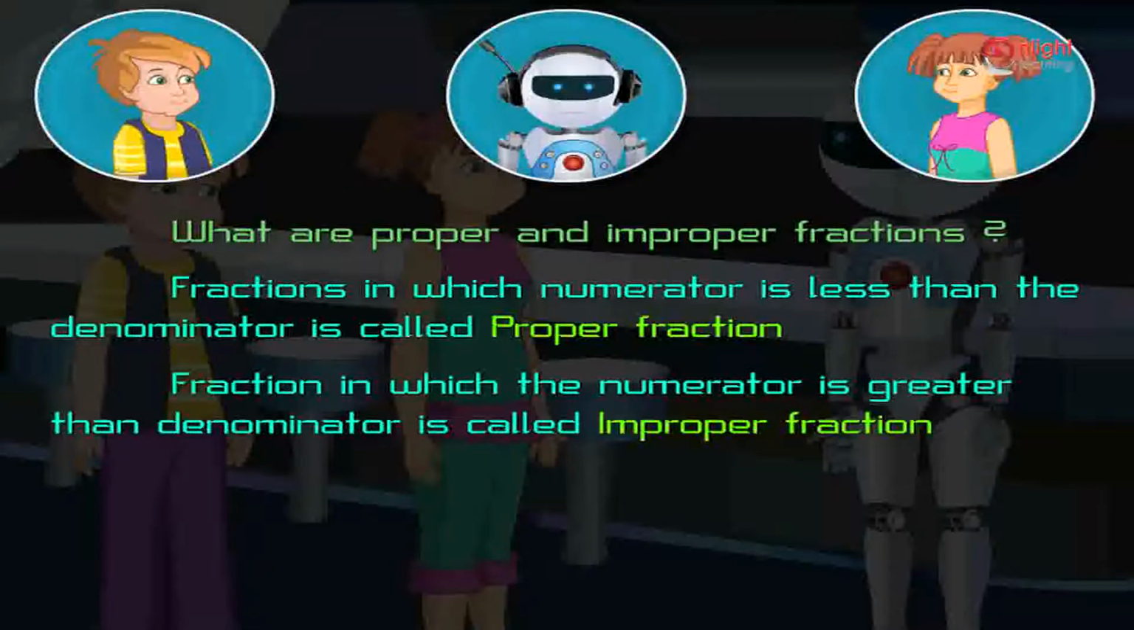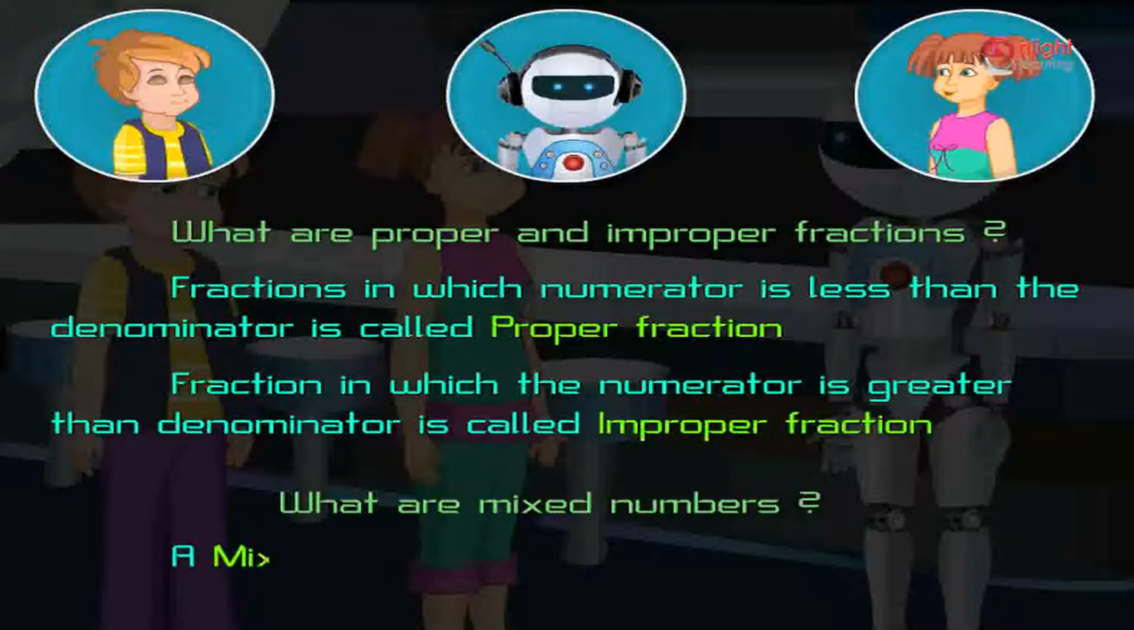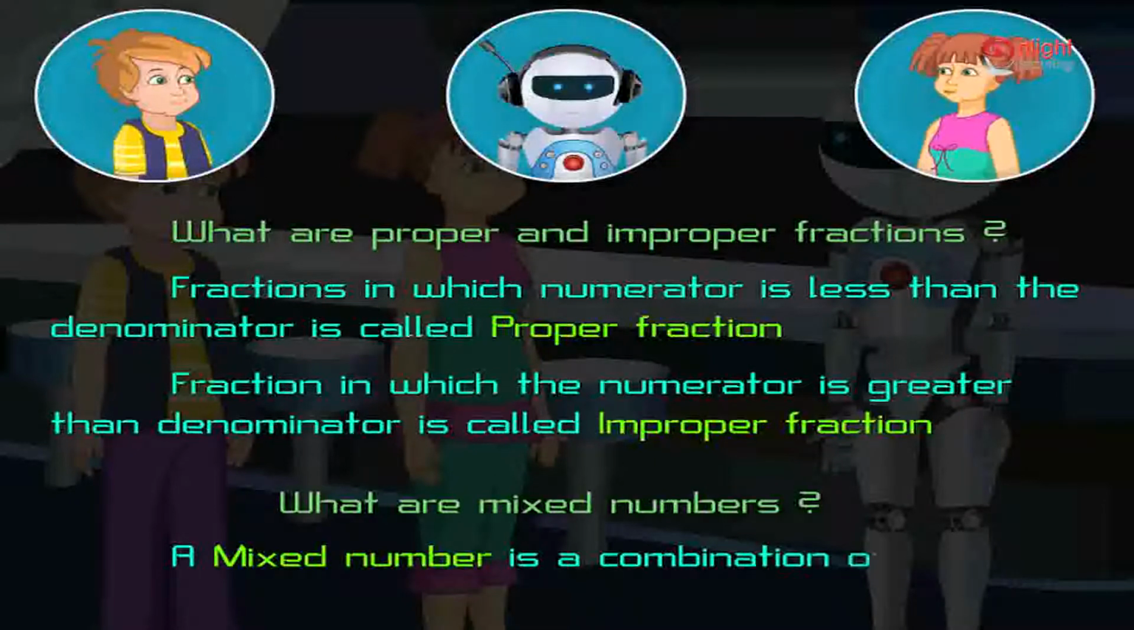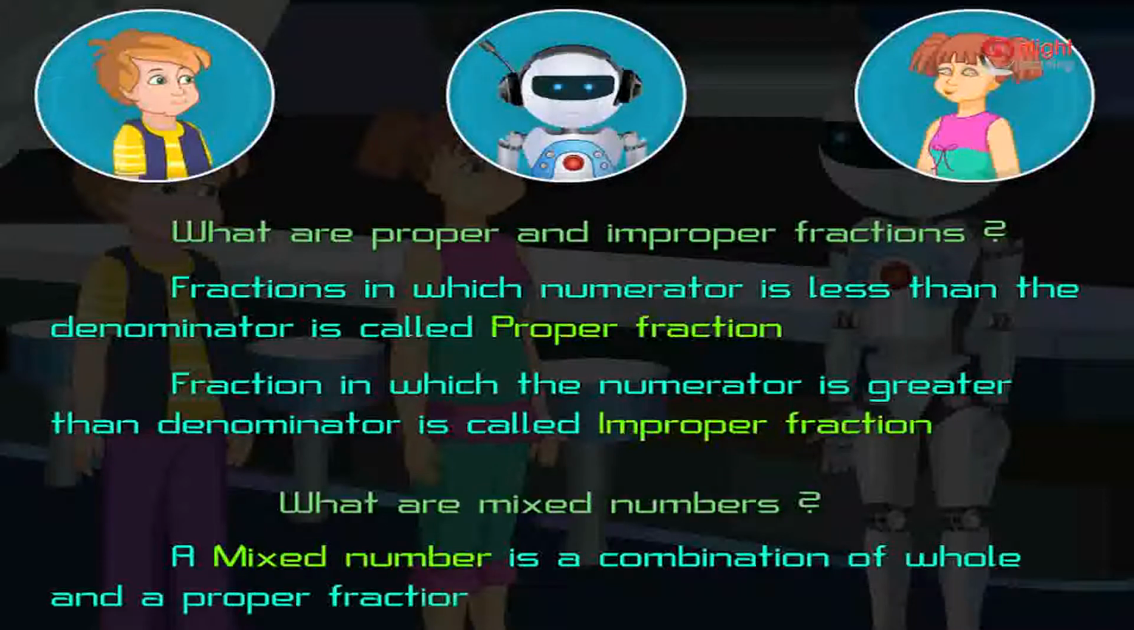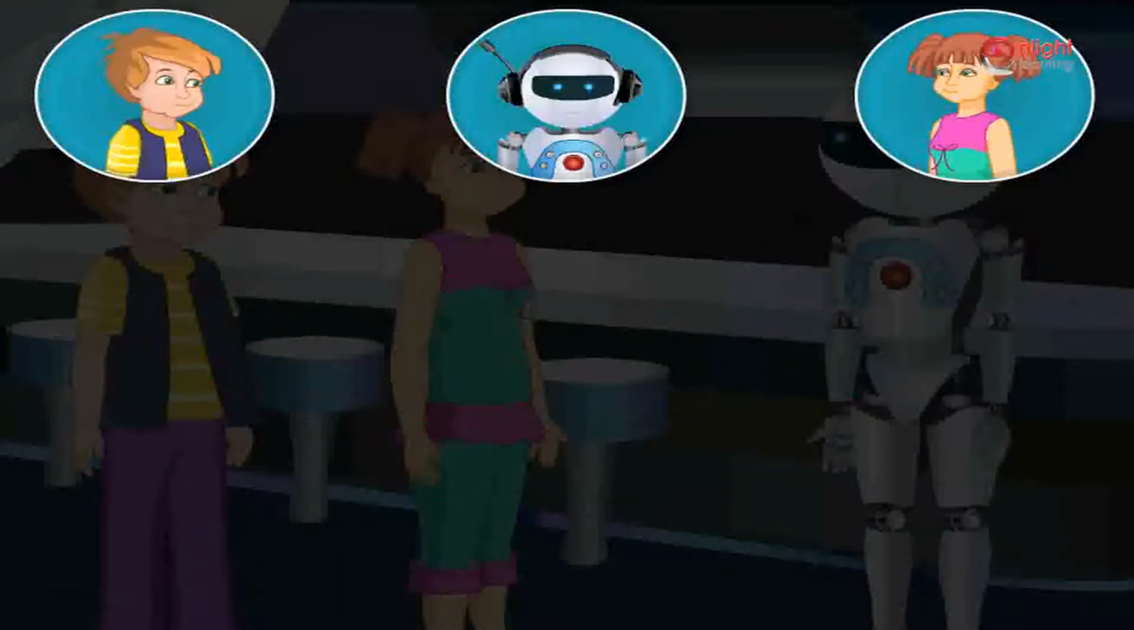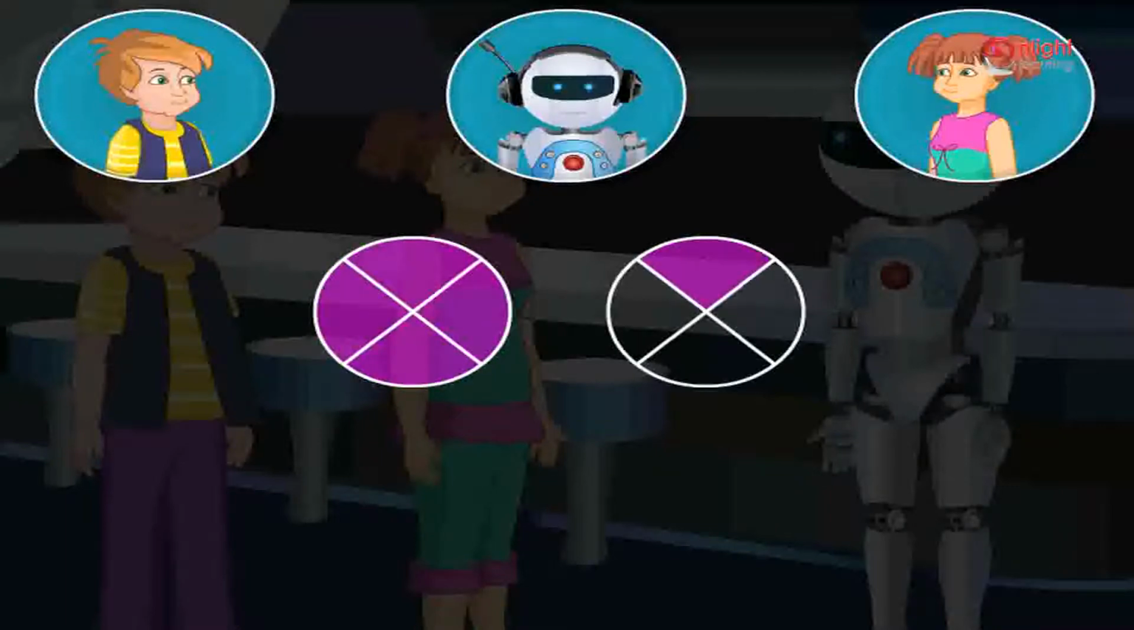Akshita, can you say what are mixed numbers? A mixed number is a combination of whole and a proper fraction. Good. Can you say the portion of shaded region in this given figure? Yes, it is 5 by 4 because all the 4 parts plus 1 part of the figure are shaded. So totally 5 by 4 parts are shaded.